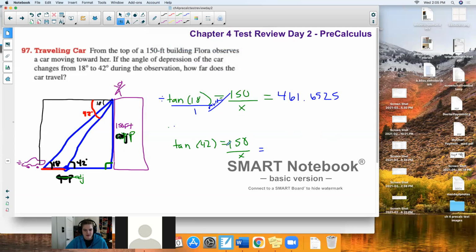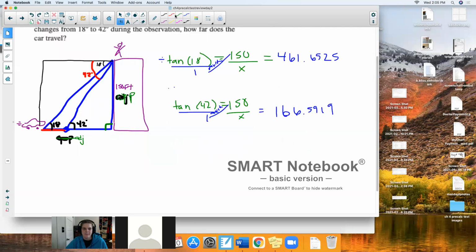And then the other one, again, same idea, we're multiplying diagonally. So multiplying 150 times 1 and dividing by tangent of 42. So if we do that, there's 166.5919. And so we just subtract them. And that's the distance that the car has traveled.